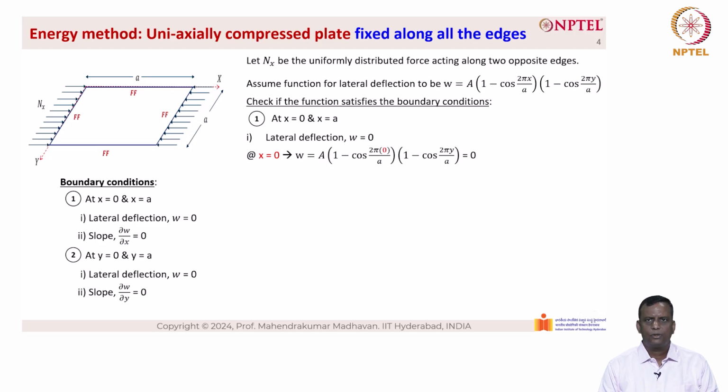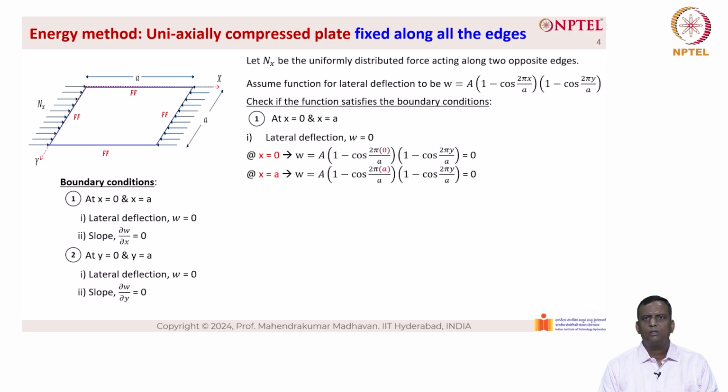How do we get that 0? We know cos 0 equal to 1. So, 1 minus 1 is equal to 0, and hence at x equal to 0, w equal to 0. Similarly, at x equal to a, w is given as a into (1 minus cos 2 pi into a by a) into (1 minus cos 2 pi y by a).